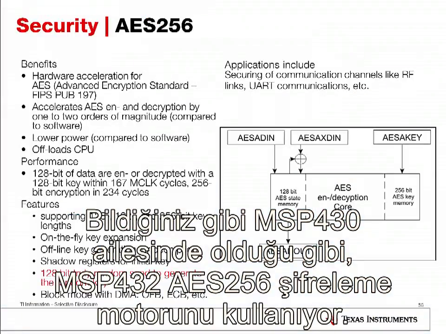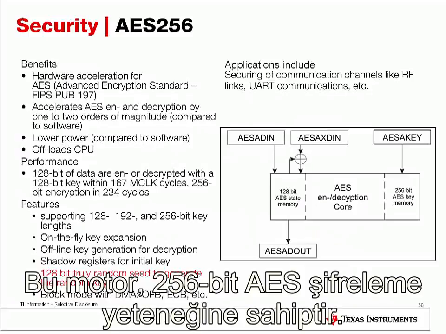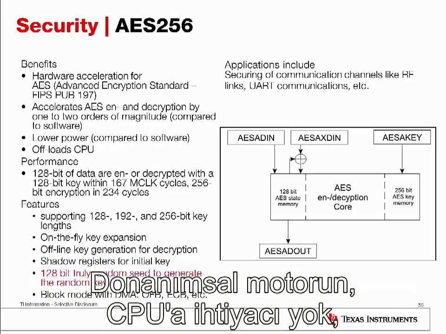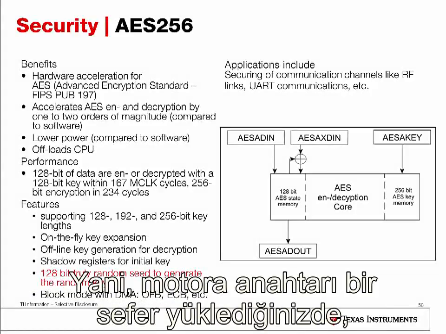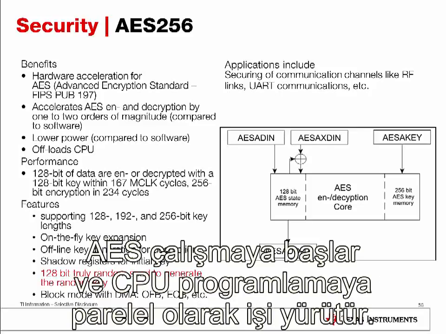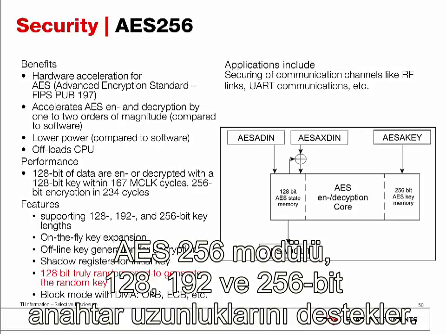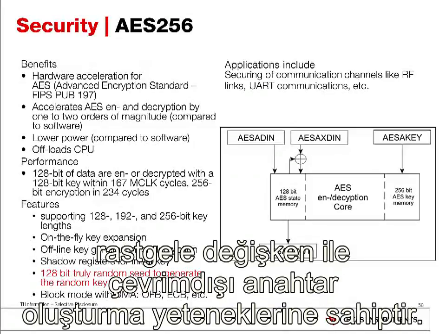The MSP432 MCU introduces the same AES-256 hardware encryption engine that is known to MSP430 families. This engine is capable of driving 256-bit AES encryption. The hardware engine does not require any CPU activity, so once you load the key as well as the data payload into the engine, the AES can go off and operate in parallel to CPU programming. The AES-256 module supports 128, 192 as well as 256-bit key length. It allows for on-the-fly key generation as well as offline key generation.